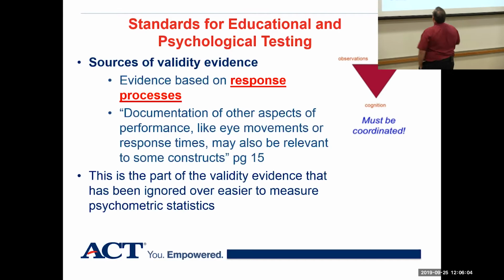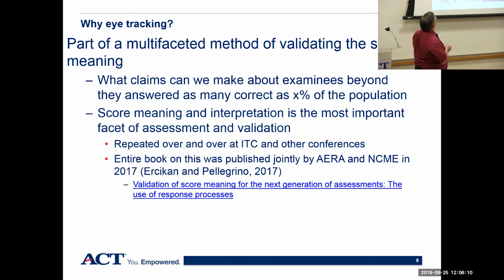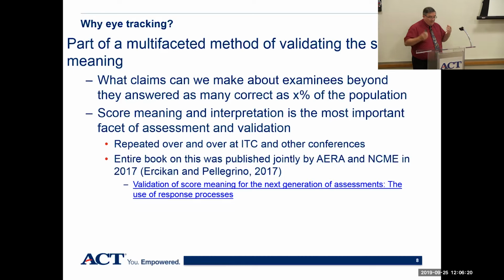And so why eye tracking? Well, when we were looking at eye tracking, we wanted to think of what claims we could make and what evidence we would have to support those claims. And as we were doing that, we specifically wanted to look at the score meaning and interpretation as the most important facet of it.